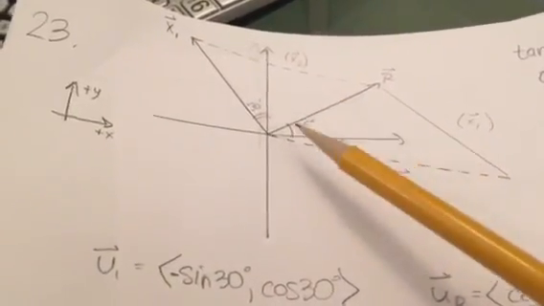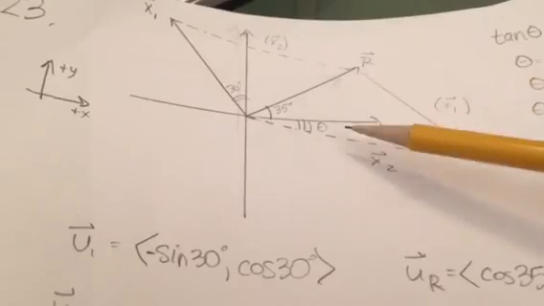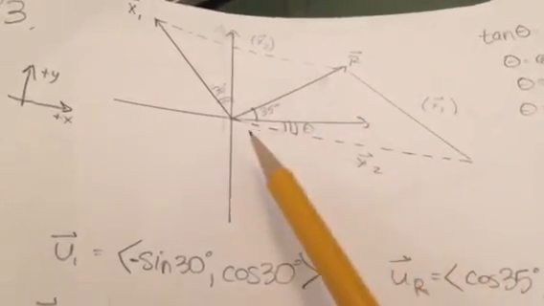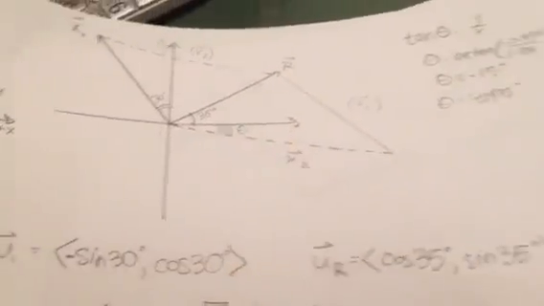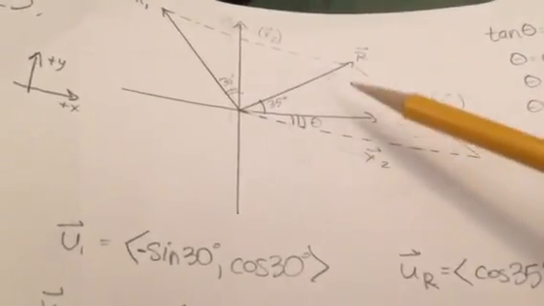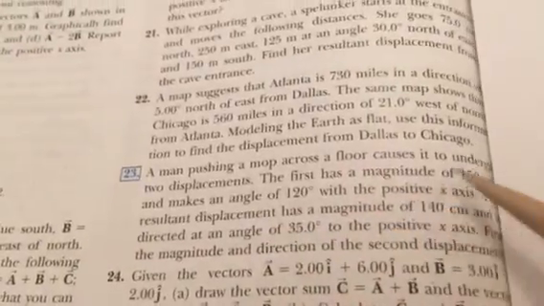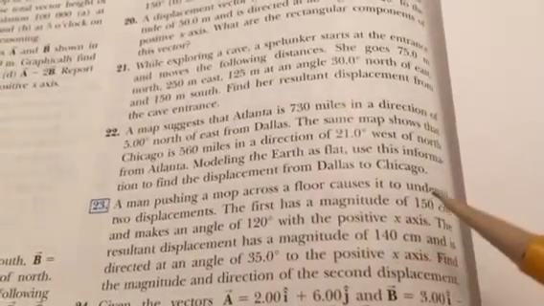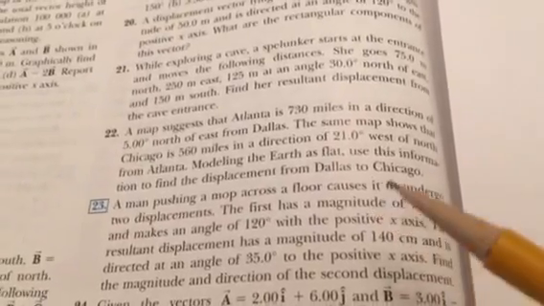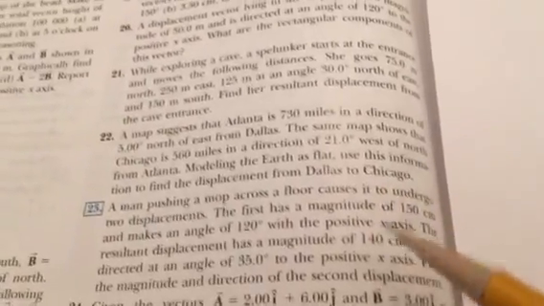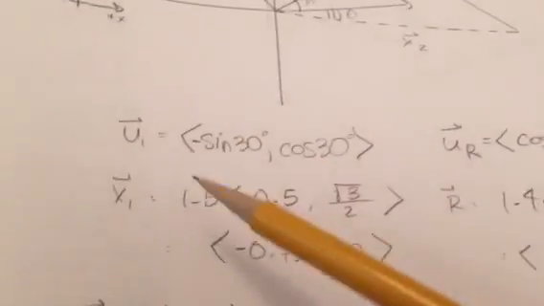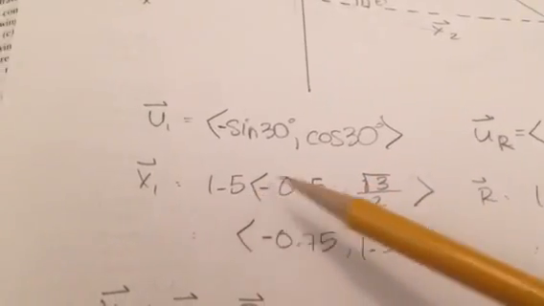Cosine 35 degrees represents the x component. Sine 35 degrees, y component. Enough said. So now what you do is, since this is now your vector here, you're going to multiply it by the values they give you. In this case, they give you 150 centimeters and 140 centimeters. 150 centimeters for the first position vector, and 140 centimeters for the resultant vector. So I just put that in terms of meters, and I'm multiplying that.